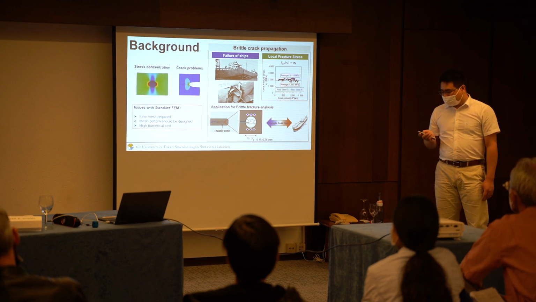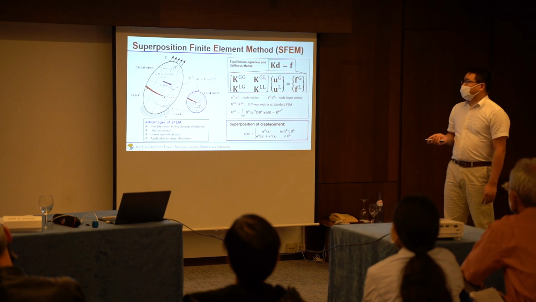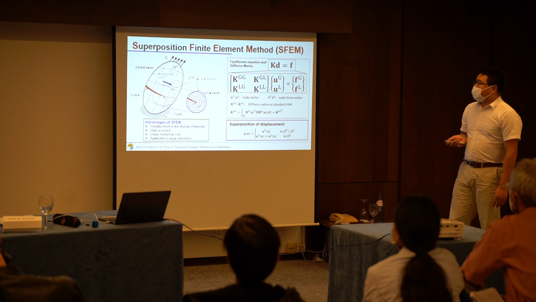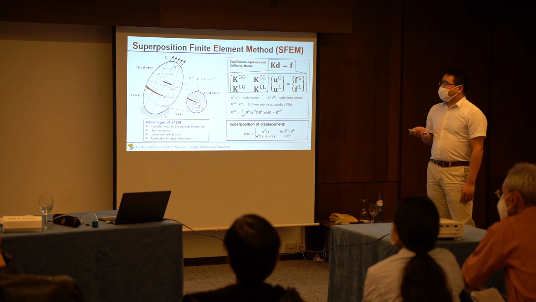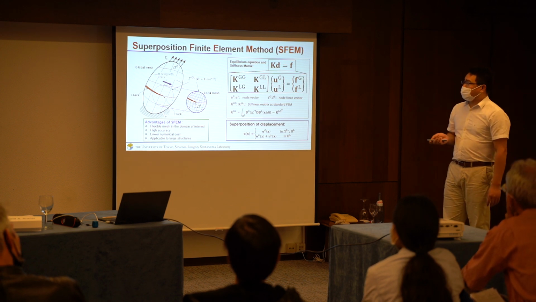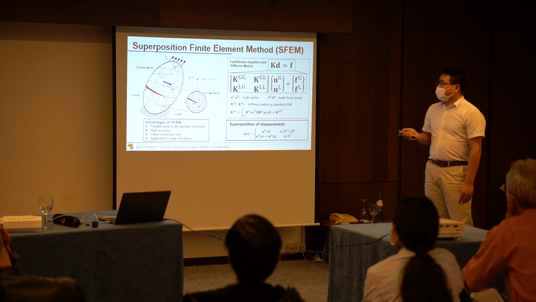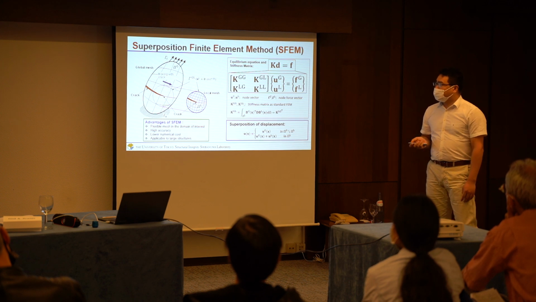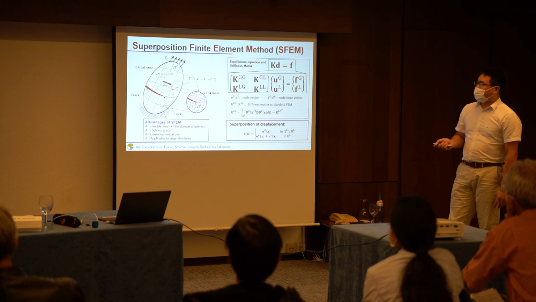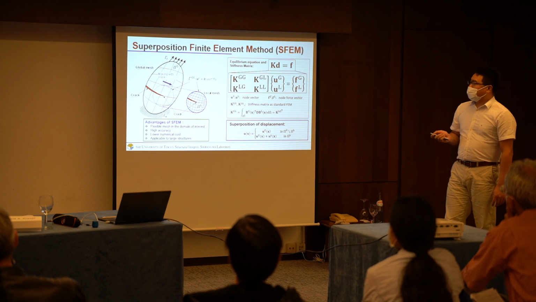How to solve this problem? The superposition finite element method presents a possible solution. The superposition finite element method discretizes the problem domain by two sets of meshes. First is the global mesh. The problem domain is discretized by the global elements with relatively coarse element size. And in the domain of interest, for example, along the crack tip, another set, which we call the local mesh, is introduced and superposed like a patch onto the global mesh. And this is the superposition.